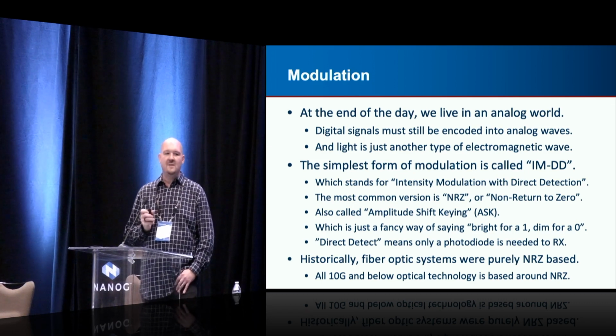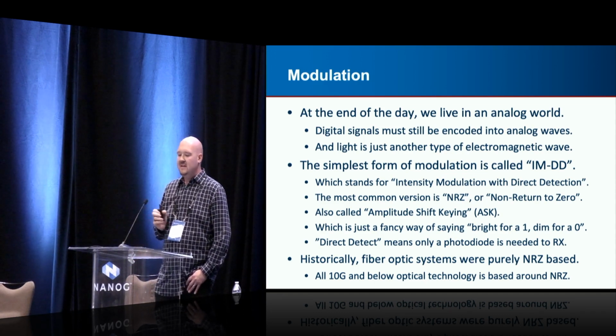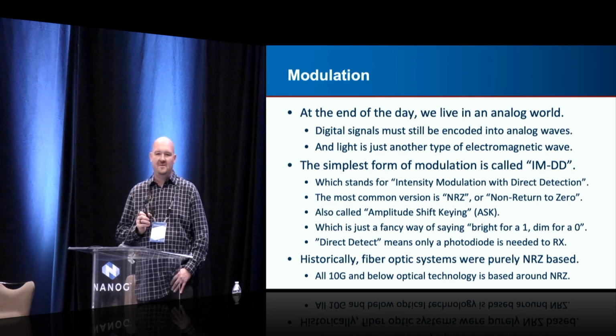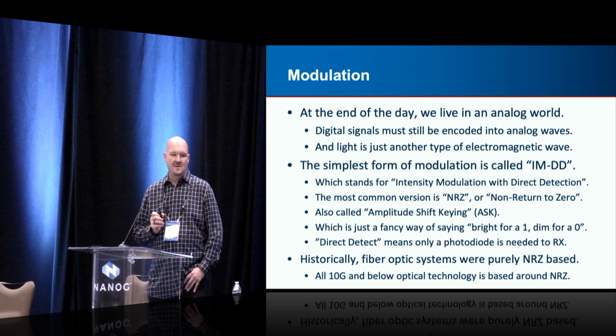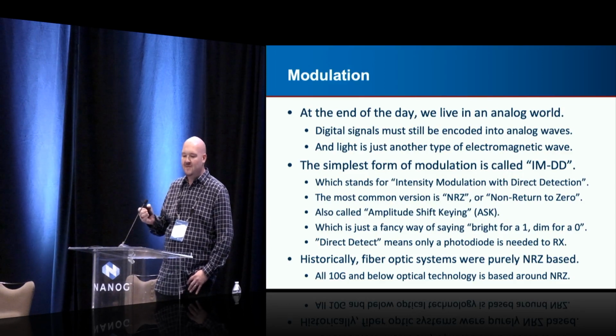The simplest form of modulation, the one that you'll see in the most basic kind of optics, is something called IMDD. That stands for intensity modulation with direct detection. The most common form of that specifically is something called NRZ, which is non-return to zero.